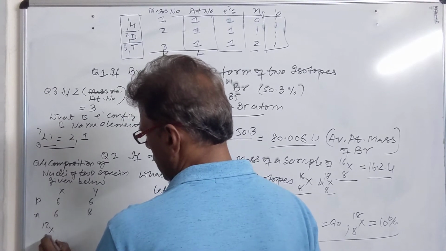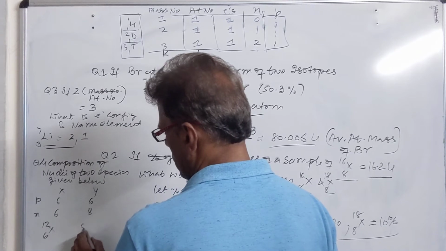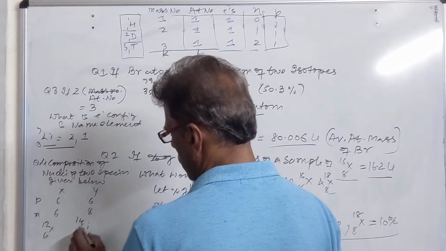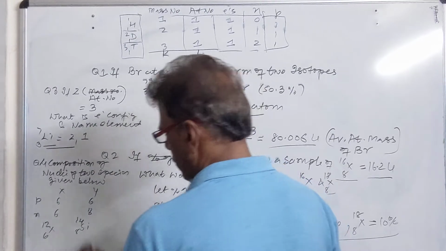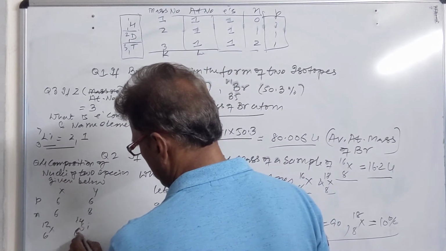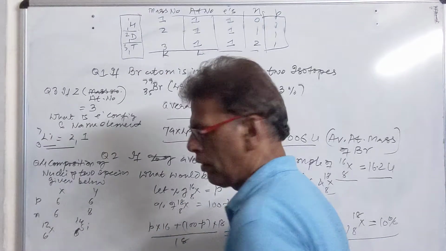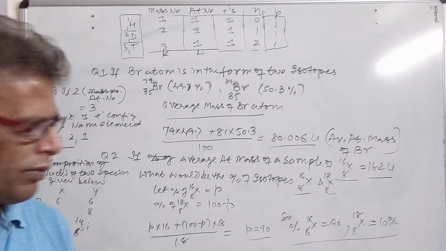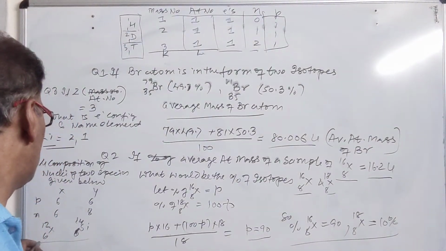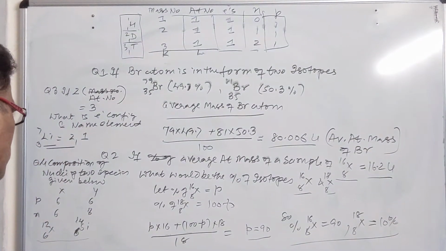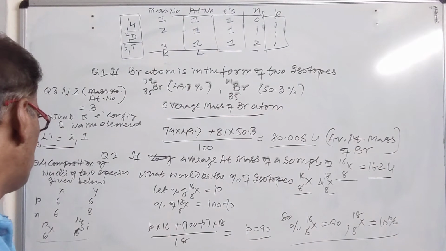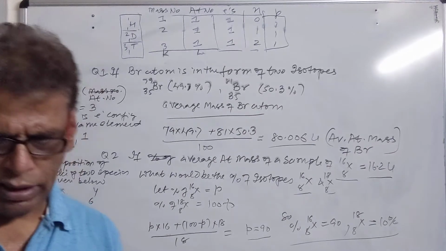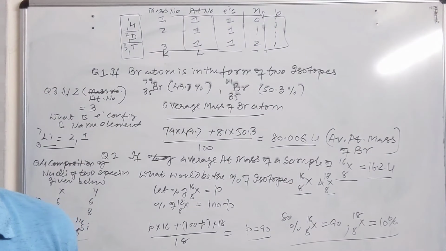So the atomic number will be 6 here. Here the mass number is 14, and the atomic number in this case will again be equal to 6. So these should be the two isotopes. The number of protons and electrons are equal in these species.